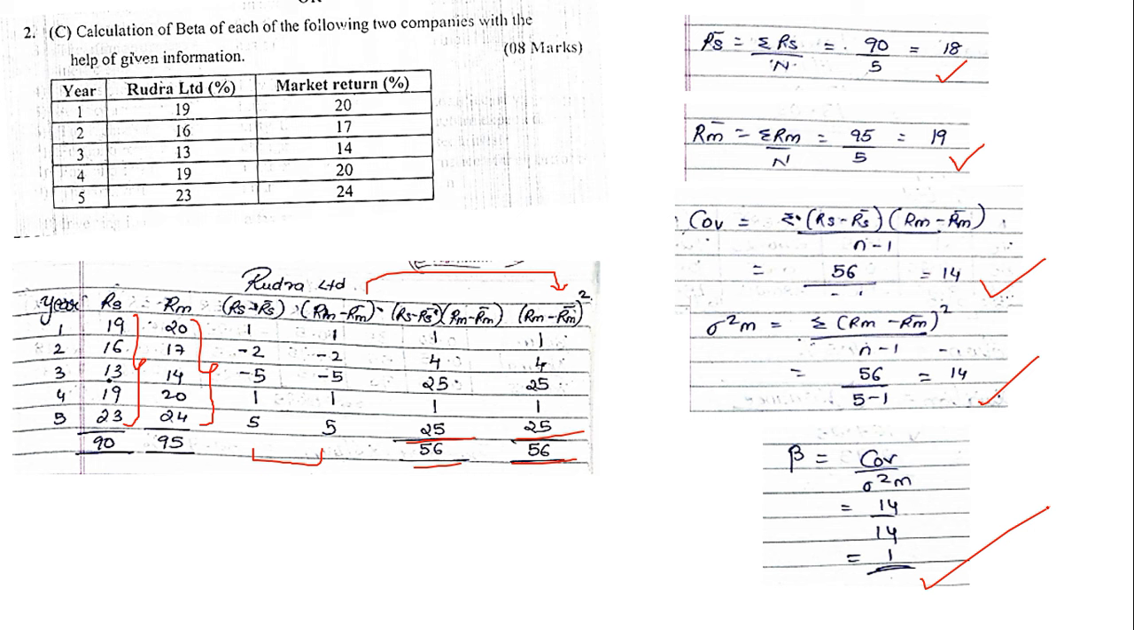Okay, so this is how you'll have to solve the very first question based on beta. Chalo, go through it once and then we'll jump to the next question that was there in the question paper.